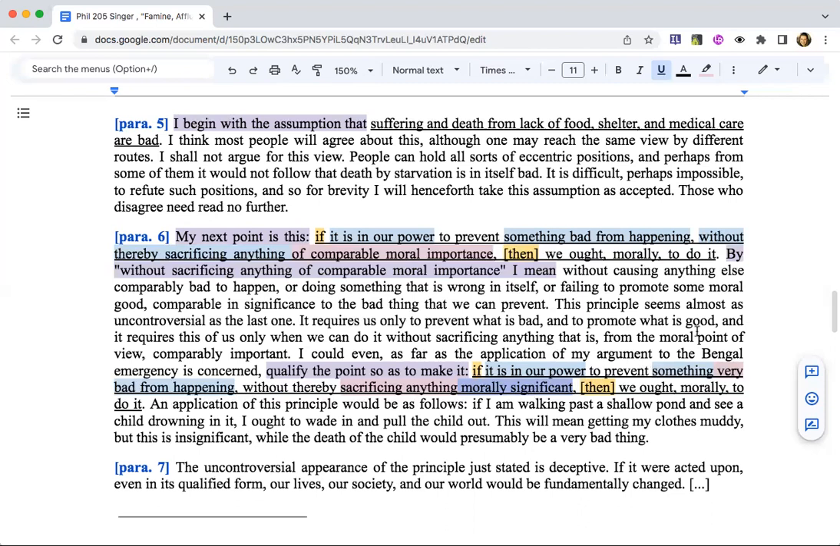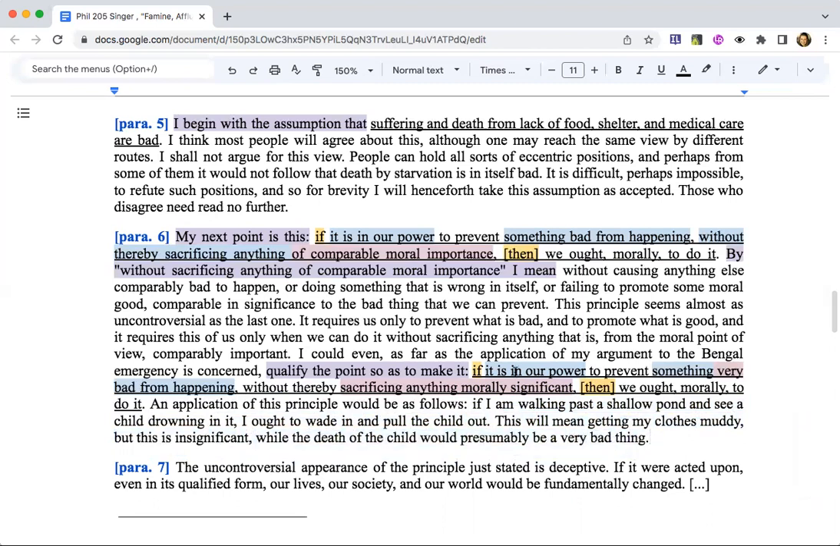What's in your power? Can you prevent a very bad thing from happening? And what would you have to sacrifice? Is that thing morally significant? Or do your best as an individual to assess whether or not it is, as honestly as you can. If those criteria are met, you have an obligation to act. Okay, an application of this principle would be as follows. If I'm walking past a shallow pond and I see a child drowning in it, I ought to wade in and pull the child out. This will mean getting my clothes muddy, but this is insignificant, while the death of the child would presumably be a very bad thing.